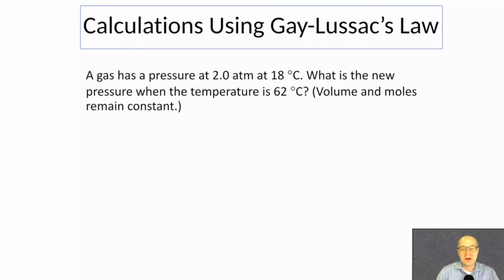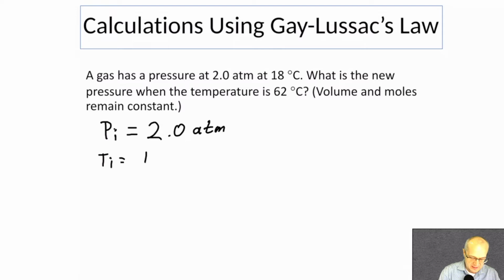A gas has a pressure of 2.0 atmospheres at 18 degrees Celsius. What is the new pressure when the temperature is 62 degrees Celsius? Okay. Pi equals 2.0 atm, or atmospheres. Ti equals 18 degrees Celsius plus 273. It's a gas law, so you may as well put everything in Kelvin right away. And 18 plus 273 is 291.